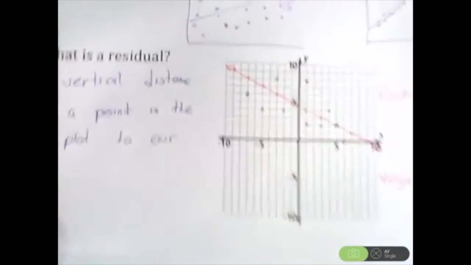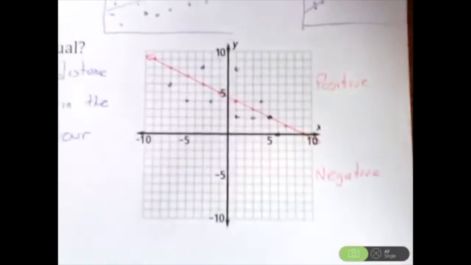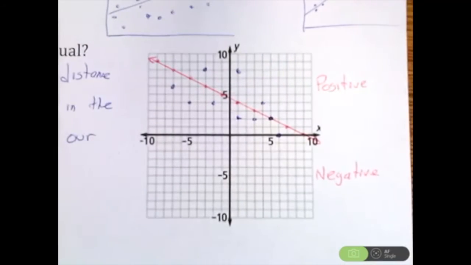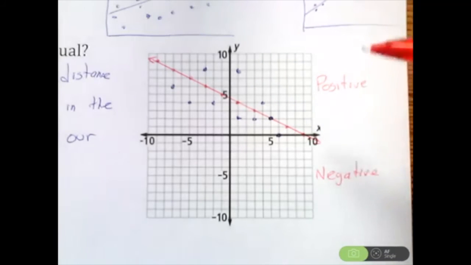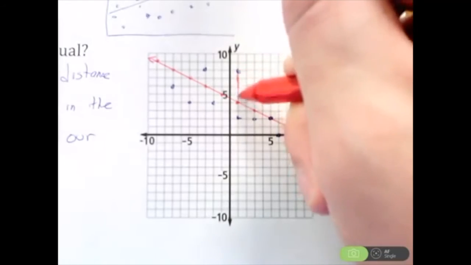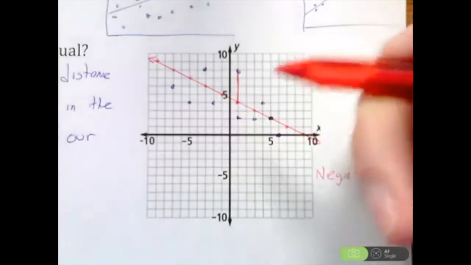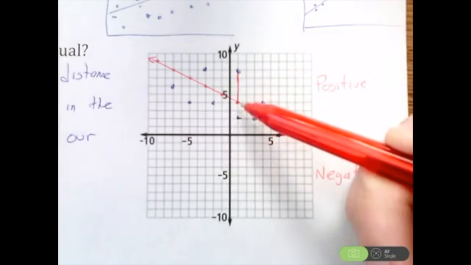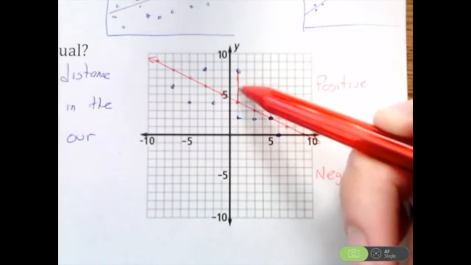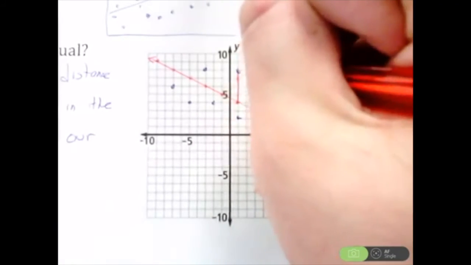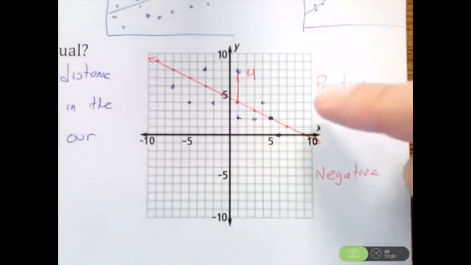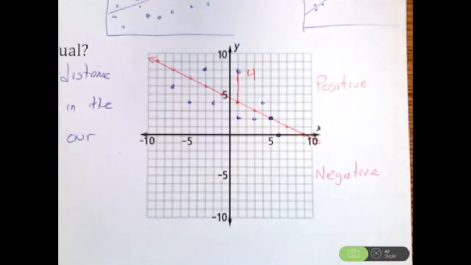Let me zoom in so you can get a better look. If the point is above the line, it's a positive residual. If it's below the line, it's negative. If I pick this point right here from my scatter plot, here's my line of best fit. The residual is the measure of this vertical distance, that vertical line right there. We can just count it: 1, 2, 3, 4. For this point, the residual is 4, and since it's above the line, it's positive.